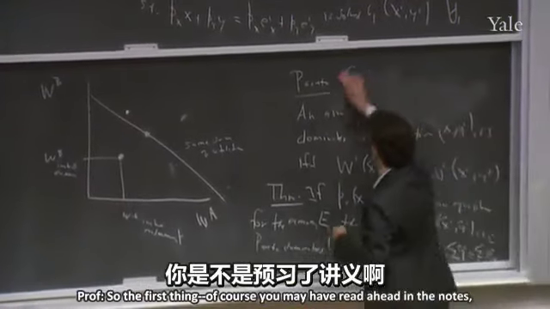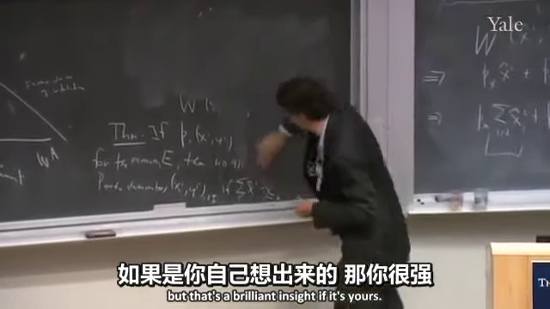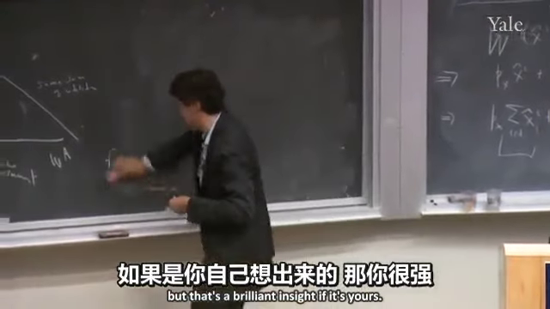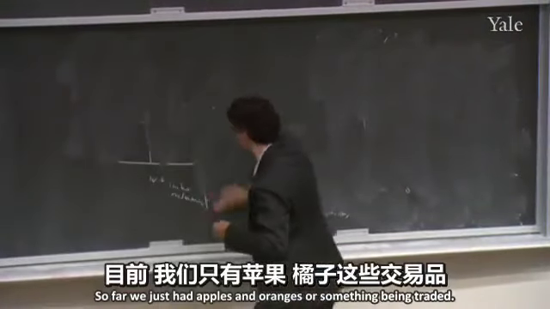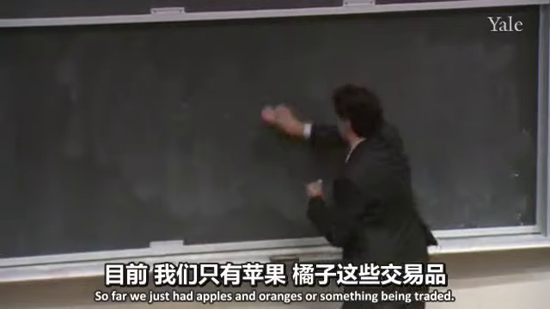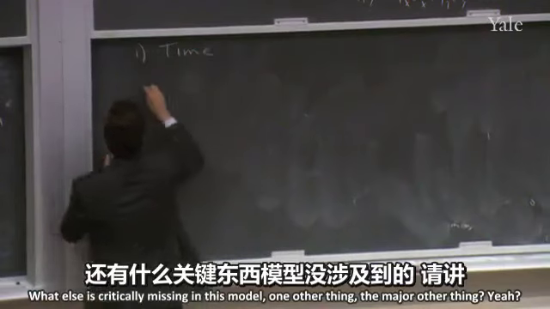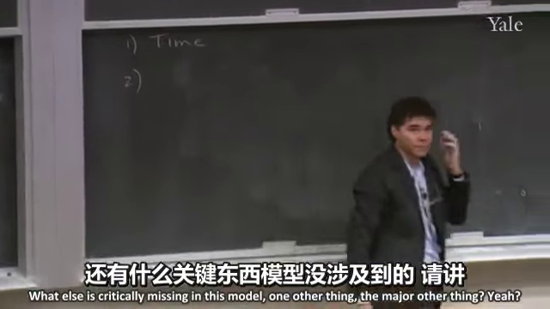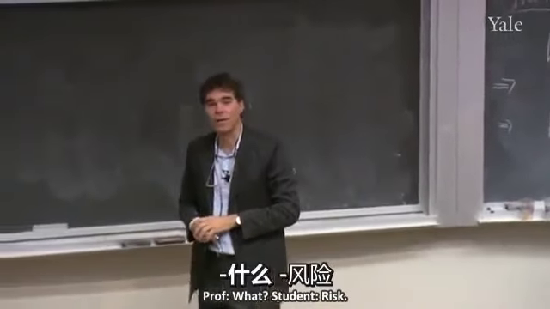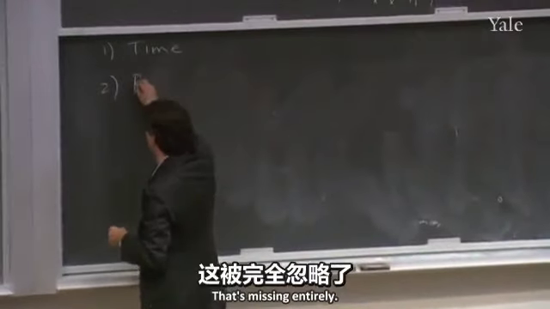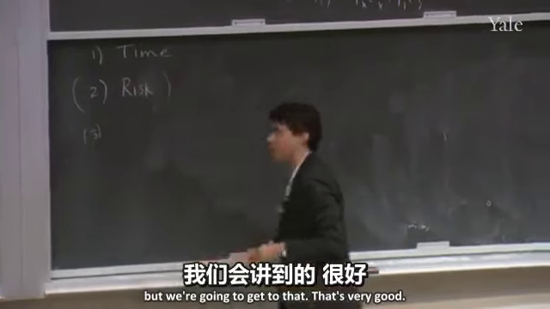Okay, so the first thing, of course you may have read ahead in the notes, but that's a brilliant insight, if it's yours. You need time in the model. So far we just had apples and oranges or something being traded. So the first thing, as Fisher said, you need to put time in the model. What else is critically missing in this model? One other thing, the major other thing. Okay, well, that's good. There's risk. That's missing entirely. So Fisher actually couldn't figure out how to put that in the model, but we're going to get to that.